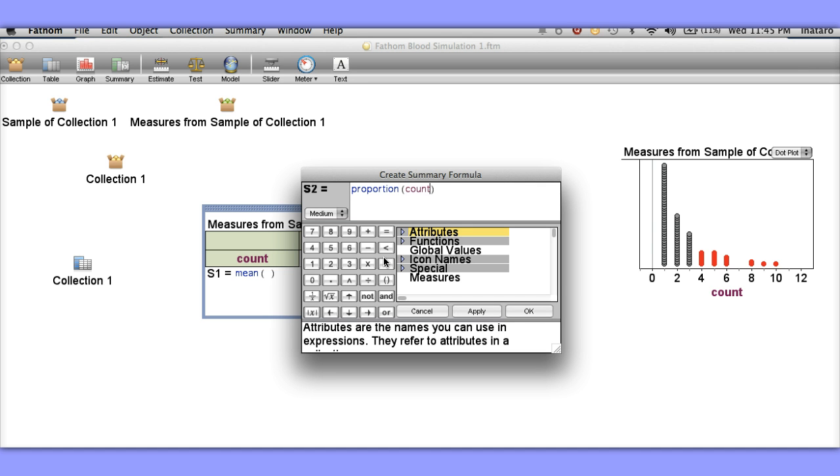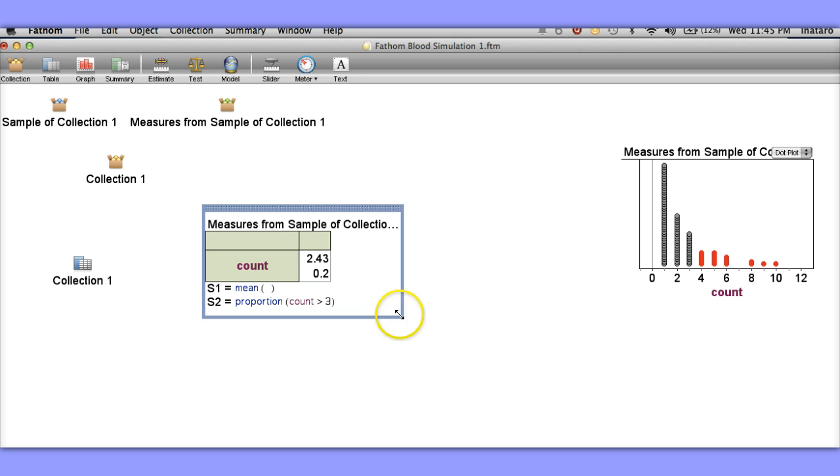where the count was greater than 3. So that would give us 4 or more donors. And we can see that that was about 20%.